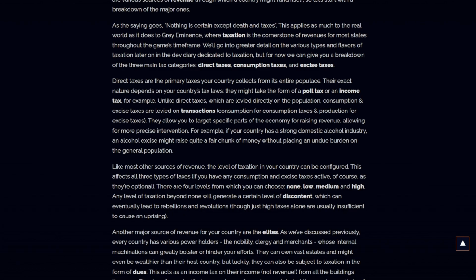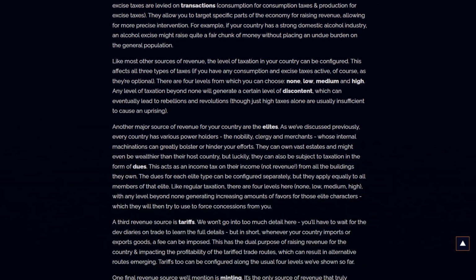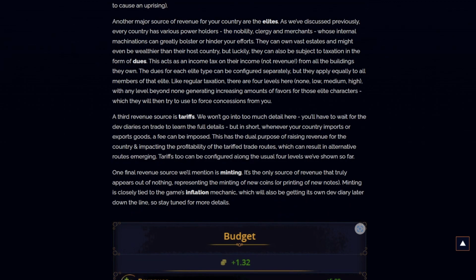If you've got high taxation, but you're doing really well, and everyone's rich, I guess maybe they don't mind as much. If everyone's poor and you're still taxing them high, I imagine not as happy, but again, we'll see more in the future. Another major source of revenue from your country are the elites. As we've discussed previously, every country has their various power holders, the nobility, clergy, and merchants, whose internal machinations can greatly bolster or hinder your efforts.